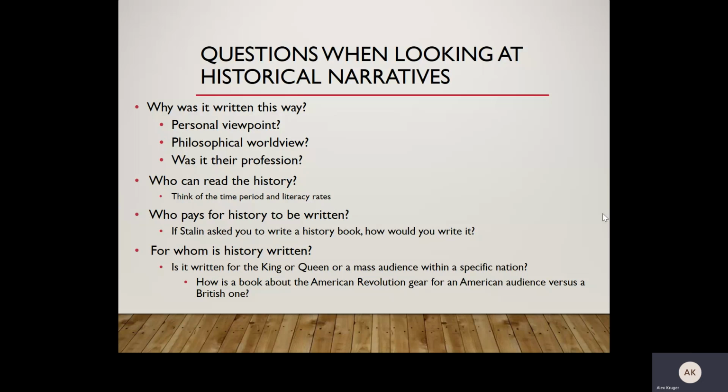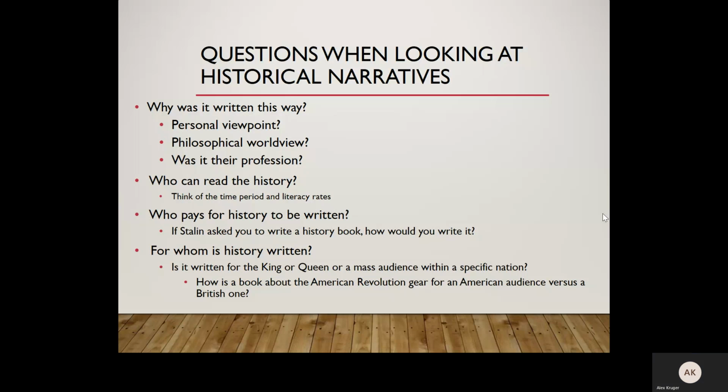Did the guy who wrote it have a personal viewpoint? Did he think it was right or wrong or whatever? A philosophical worldview, which is kind of the same thing as a personal viewpoint. Like, did he or she write it in order to prove a message? Was it their profession, which is, were they a historian, or were they someone maybe like a surgeon writing about slavery?